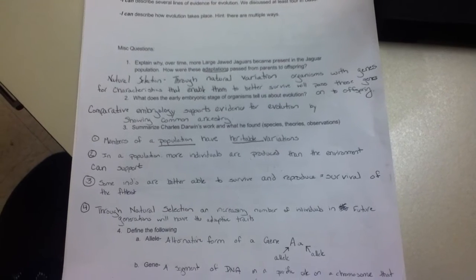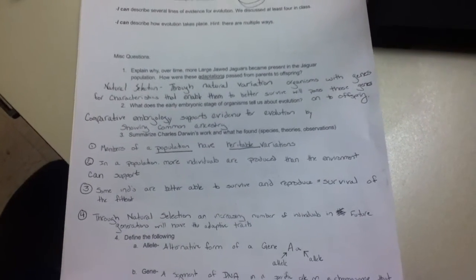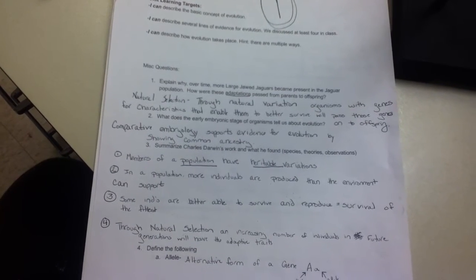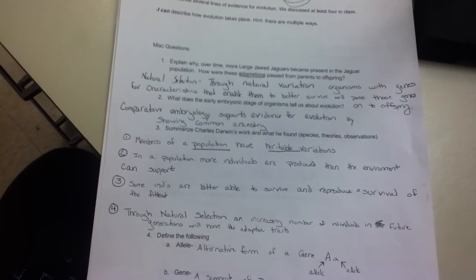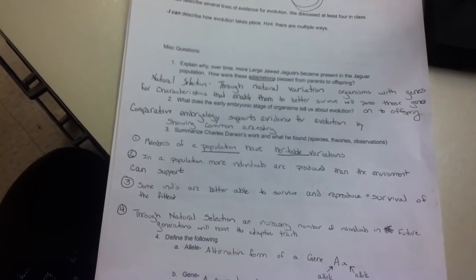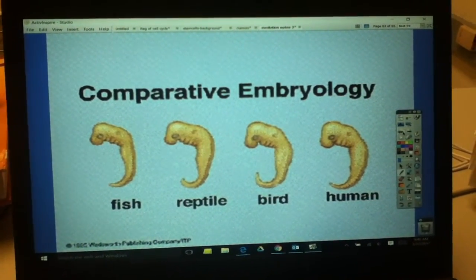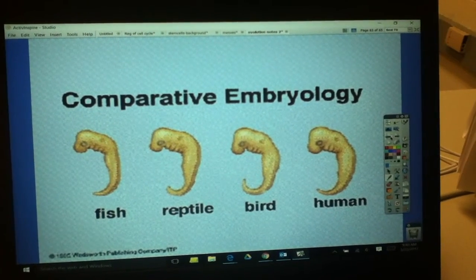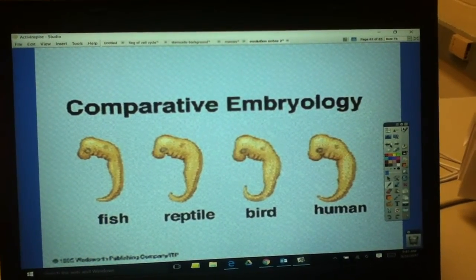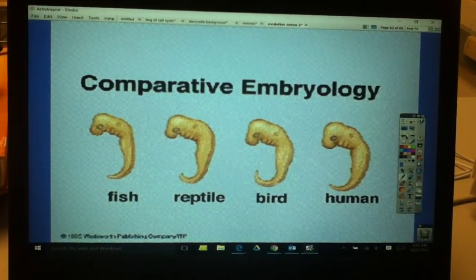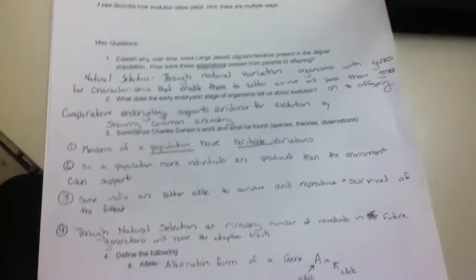Number 2, what does the early embryonic stage of organisms tell us about evolution? Okay, so this is called comparative embryology, and this tells us that it supports evolution because it shows common ancestry. And I'm going to the page in your slideshow where we look at the embryos of a fish and a reptile and a bird and a human, and we see that everything has a tail, everything has gills. They all are kind of going through their whole evolutionary history as they're developing. So comparative embryology supports evolution by showing evidence of common ancestry.